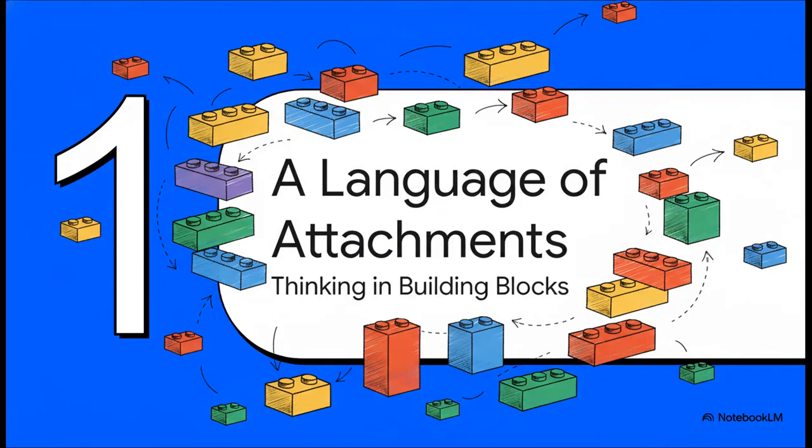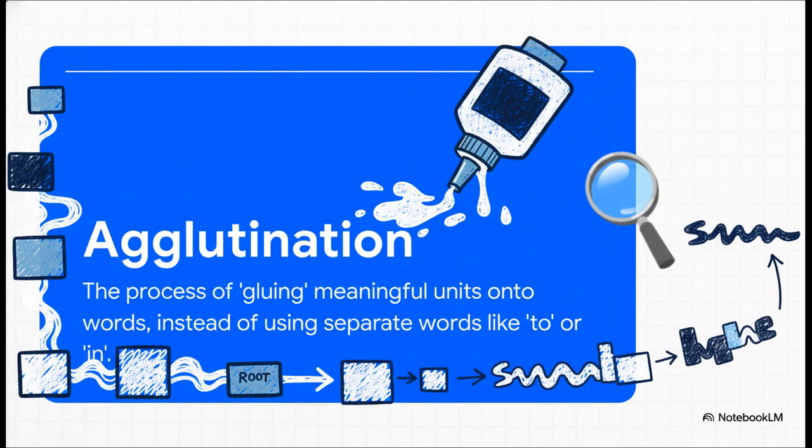You see, the whole secret is just a different way of thinking. Instead of having a bunch of separate little words like in, on, or from, Finnish thinks in building blocks. It builds meaning by attaching ideas directly onto words, kind of like snapping together pieces of Lego. And now there's a fancy official term for this, agglutination. It sounds super complex, I know, but it's really just a word for gluing. Instead of saying a separate word like "in," you just glue a special little ending that means "in" right onto the word itself. Simple as that.